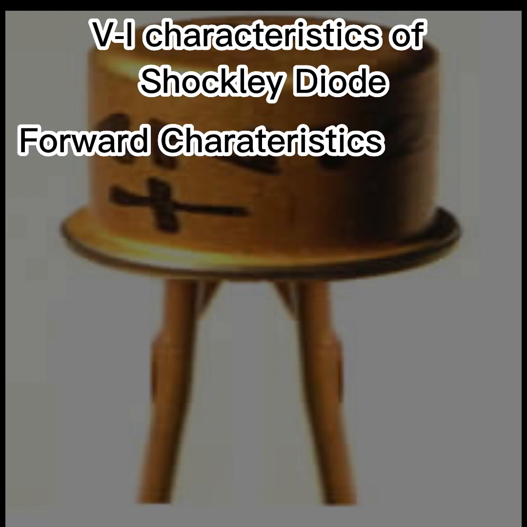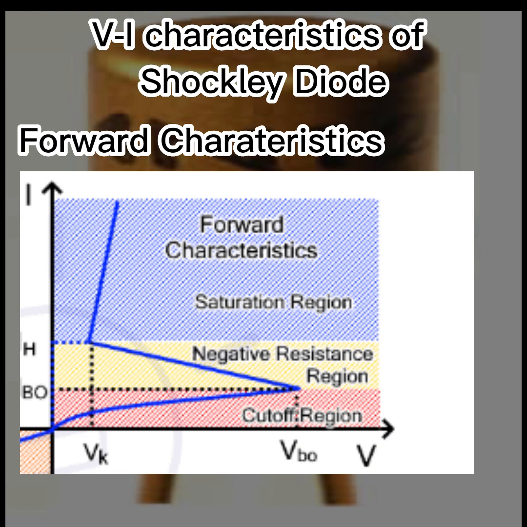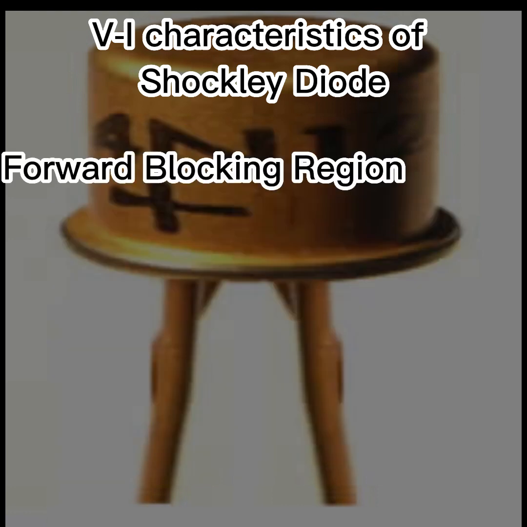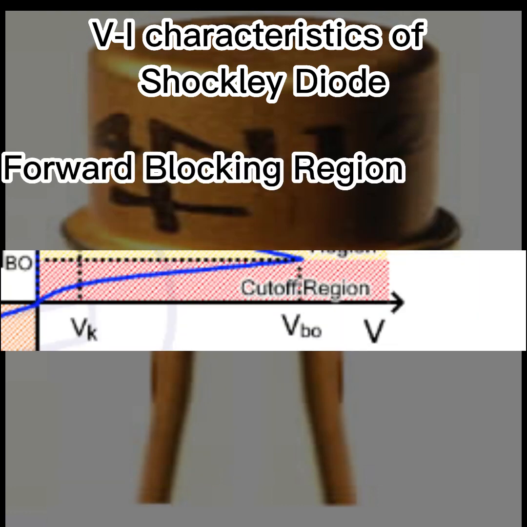Forward characteristics. The forward characteristics show the behavior of the Shockley diode in forward bias. It is divided into 3 regions. Forward blocking region. Initially, the diode does not conduct until the voltage exceeds the breakover voltage VBO. However, there is a small leakage current called the forward leakage current. The applied voltage appears across the diode. The device is in cutoff or off state.